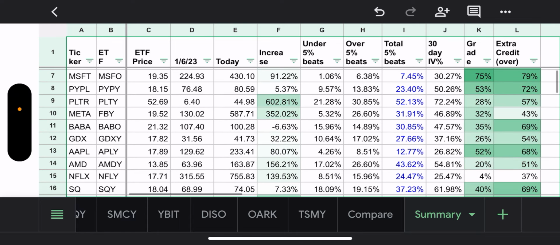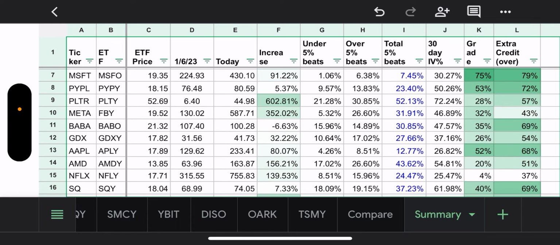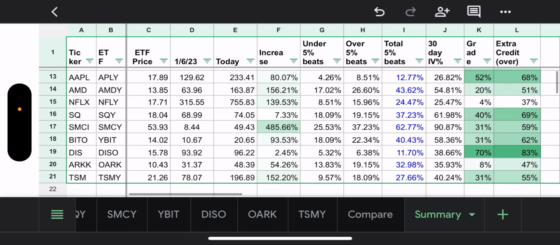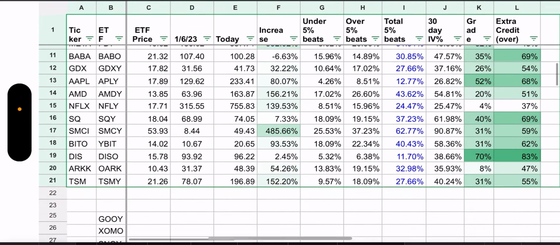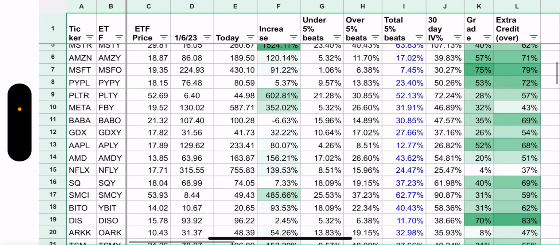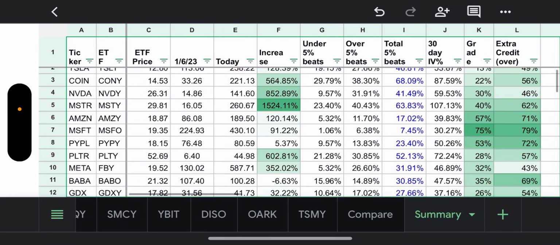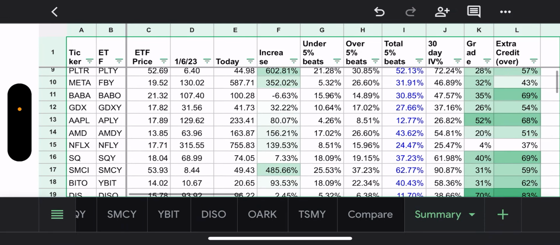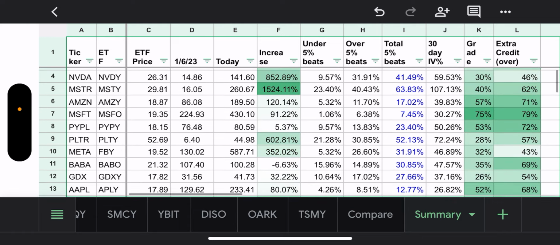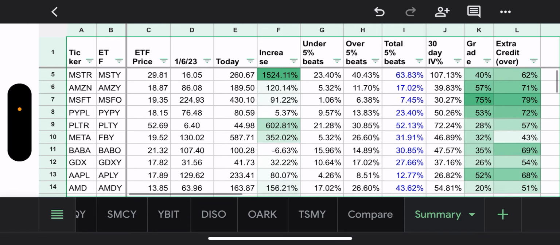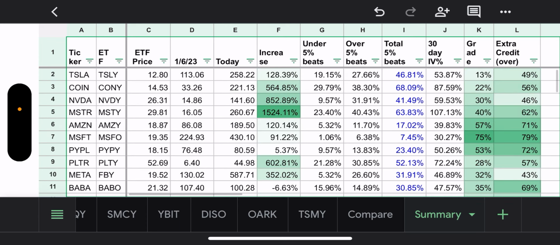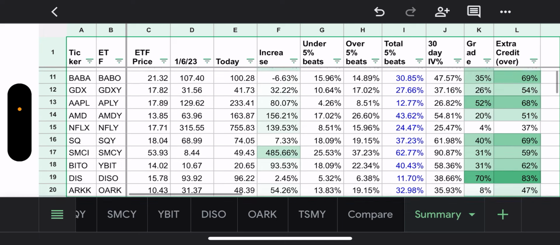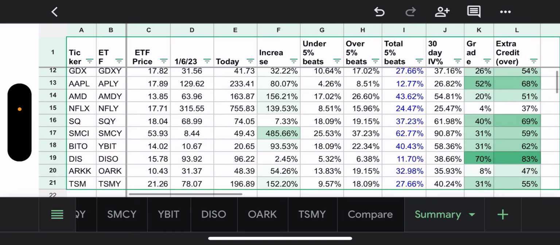Wow, DISO is number two. So MSFO is still number one, 75% overall grade, 79% extra credit. DISO number two, 70% grade, 83% extra credit. So their 83% extra credit is actually number one right now. That's pretty impressive. So DISO number two behind MSFO. Who's number three? They got a lot of 50%. It's 57% number three. So AMSI is number three at 57%. And next is PP at 53%, and then Apley at 52%.